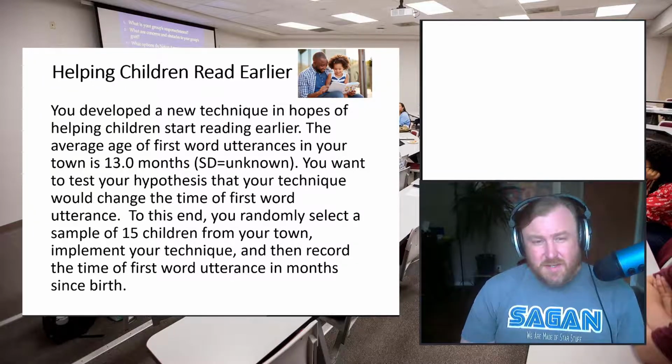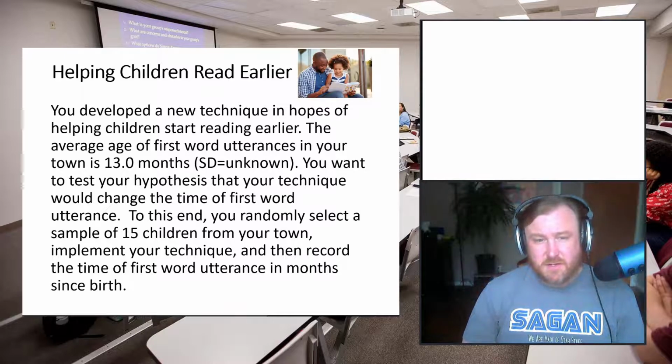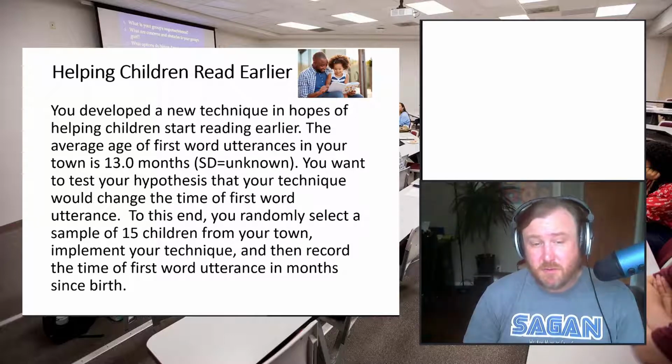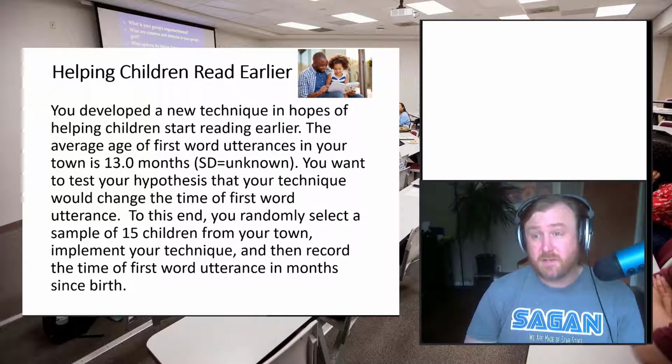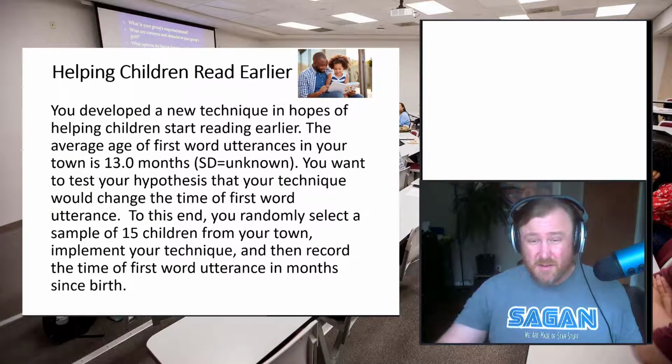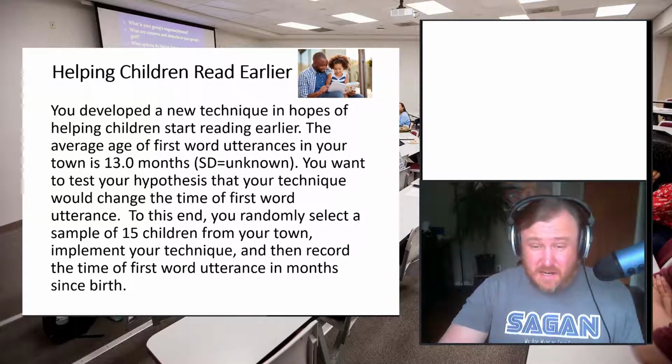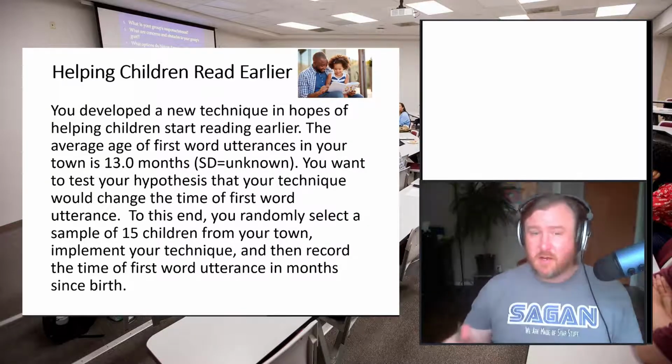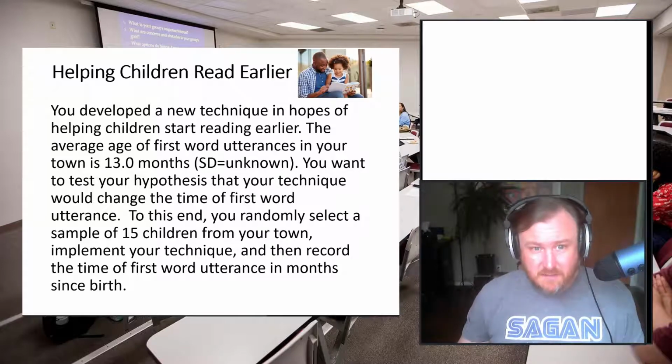So you want to test your hypothesis that your technique would change the time of first word utterance. To this end, you randomly select a sample of 15 children from your town, implement your technique, and then record the time of first word utterance in months since birth. Notice there is no mean and standard deviation for your sample in this question. So we're going to have to solve this with the raw data.